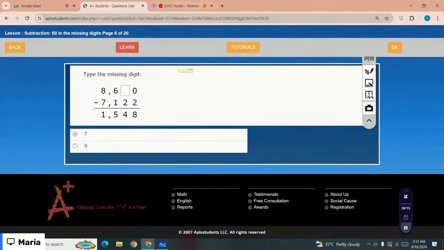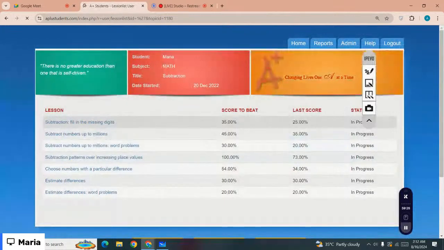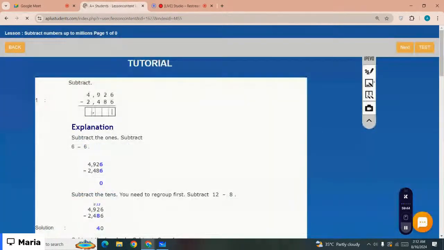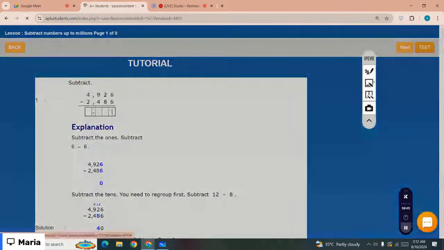Okay, you can complete the lesson by yourself later today. The next one is subtract numbers up to millions. So let's just start with the lesson. Let's just start with the test.